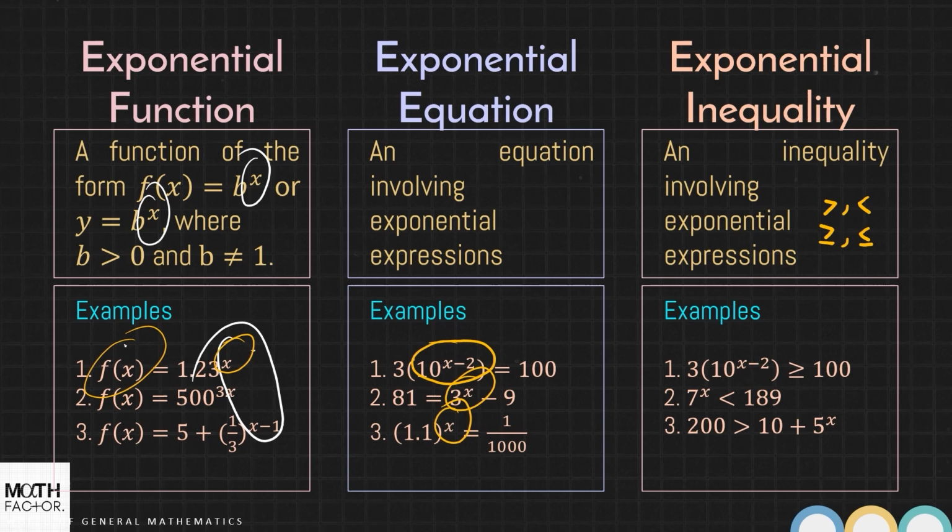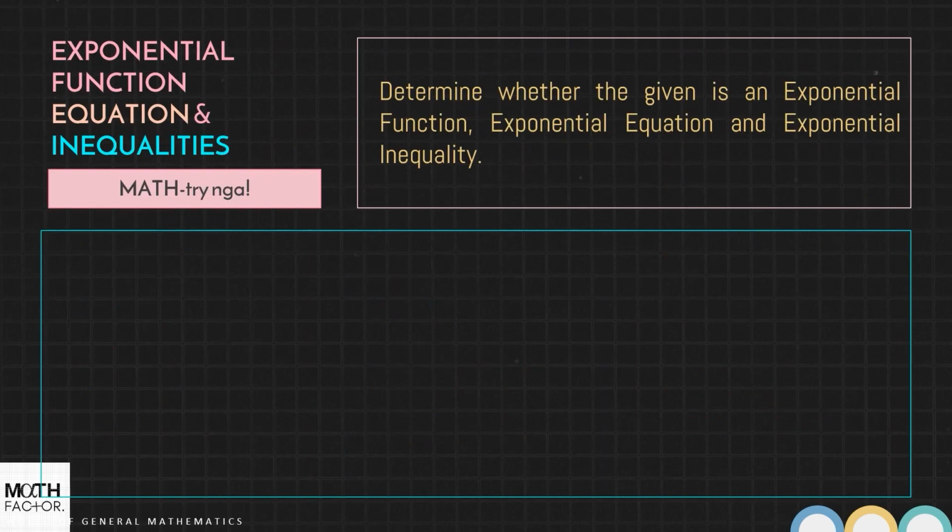Next, let us try to answer this. We're just going to determine whether the given is an exponential function, exponential equation, or exponential inequality. So we have here 49 equal to 7 raised to x plus 1. So this is an exponential equation. Next, 3 is greater than 1/3 raised to x. So this given is an exponential inequality.